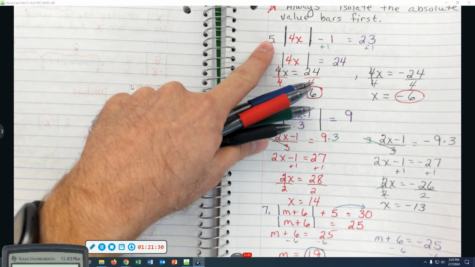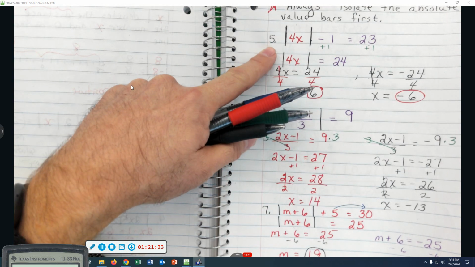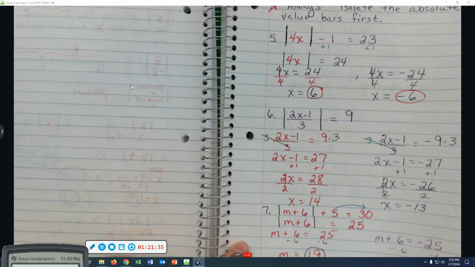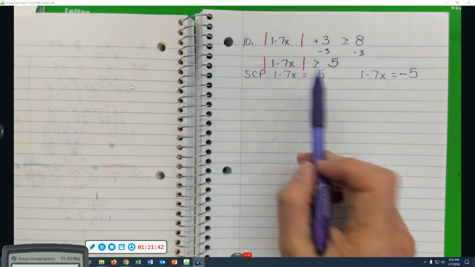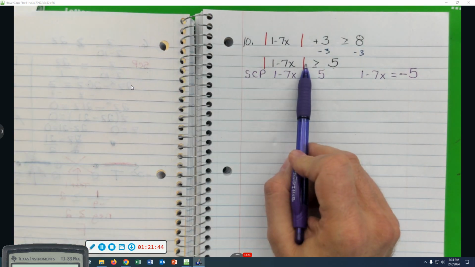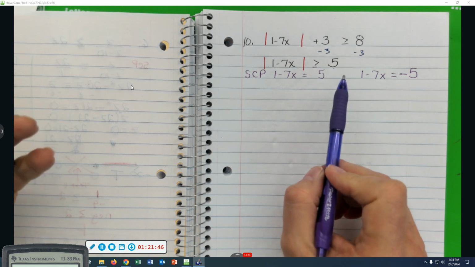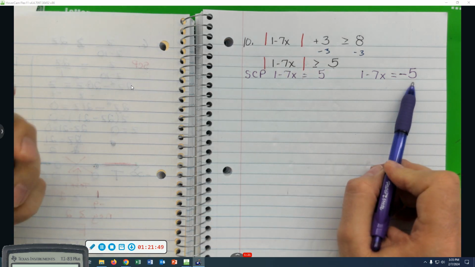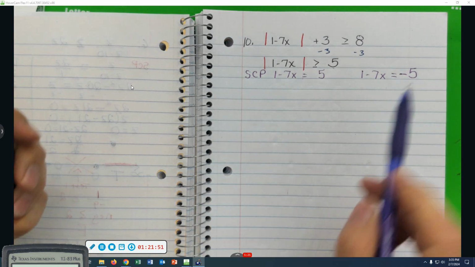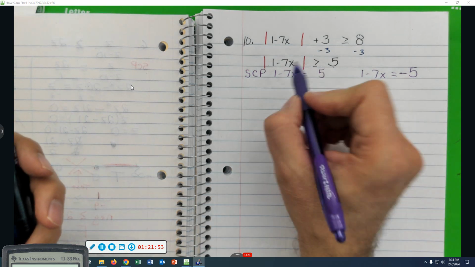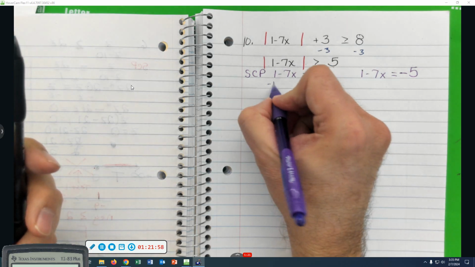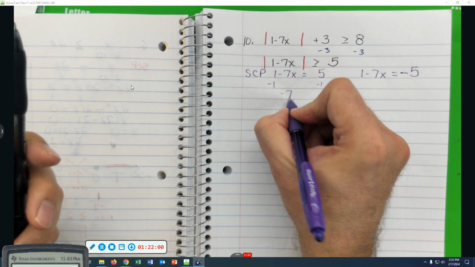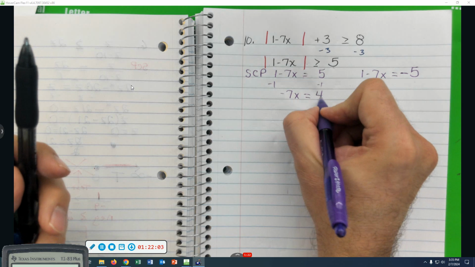Like here on number 5, that was one where we had to isolate the absolute value bars. And so was number 7. And so you're solving the absolute value equation, absolute value of 1 minus 7x equals 5. So that's where I'm going, equals 5, equals negative 5. Now how would I go about isolating the x? I'm going to subtract 1. So I have a negative 7x equals, instead of 4.